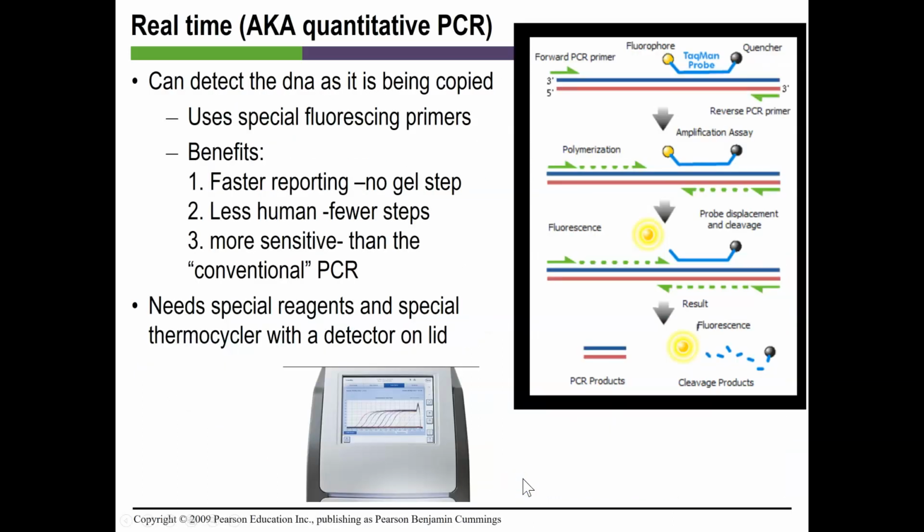The real-time PCR, sometimes called quantitative PCR, is a PCR that can be read as the samples are being copied, hence the real-time designation of this version of PCR. It requires a special primer. For RT-PCR, the regular primer set must be included as well, but there's also a special primer with a fluorescent molecule and a quencher molecule.